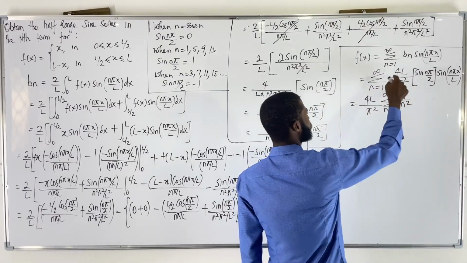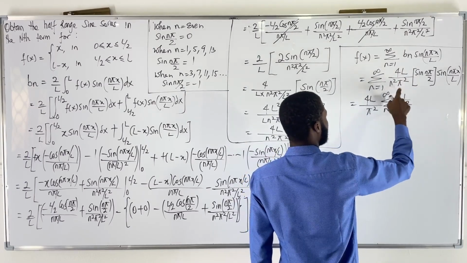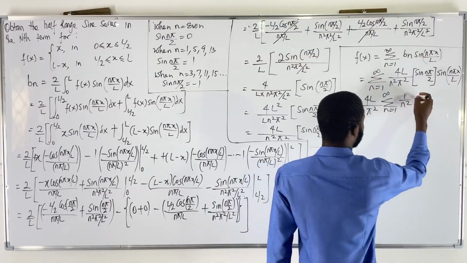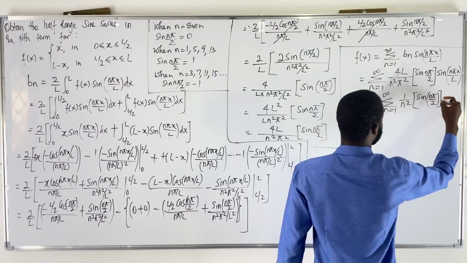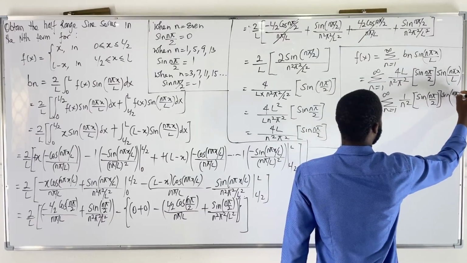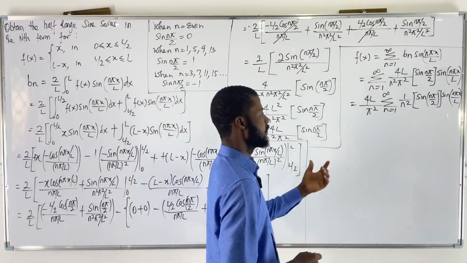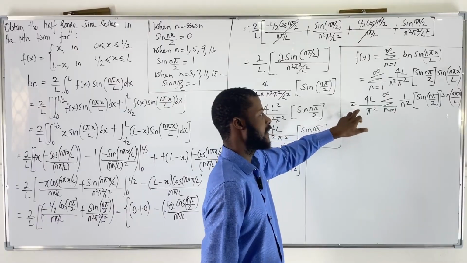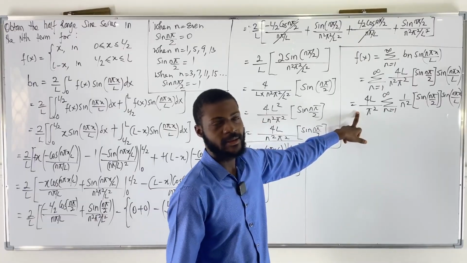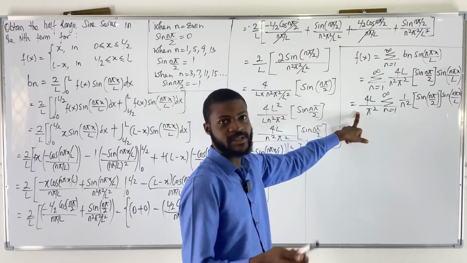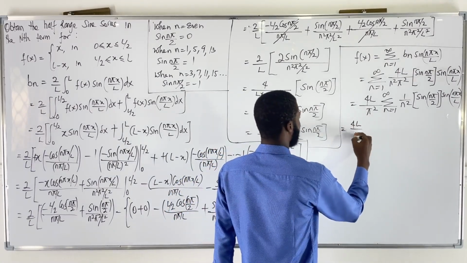What will be left here will become 1 over n squared. Look at it this way: 4L is outside already, so there must be a 1 at the top, and pi squared is outside, so what's left is n squared. Then this is sine n pi over 2, then sine n pi x over L. If the question says leave your answer in terms of n, this will be your answer in terms of n. But let us say you're asked to expand up to maybe the fourth non-zero harmonic. So we say this is 4L over pi squared.